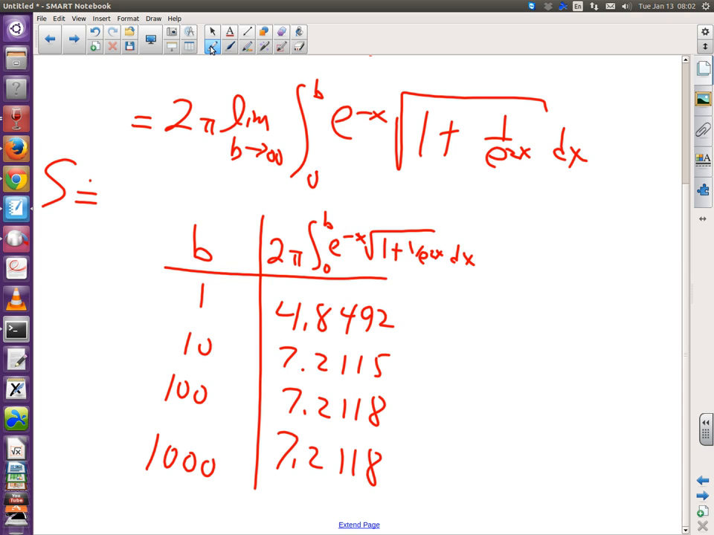All right, so I'm going to say that the surface area is about... Now I'm not sure if I'm in fixed 4 or not. If I'm in fixed 4, there's round-off error here. So I'm just going to say 7.211. That much I know for sure. Any questions about that?